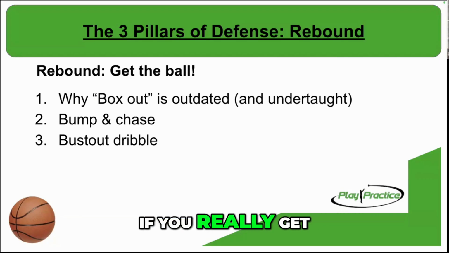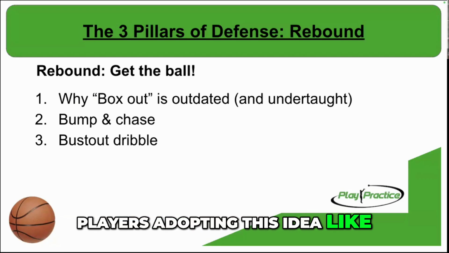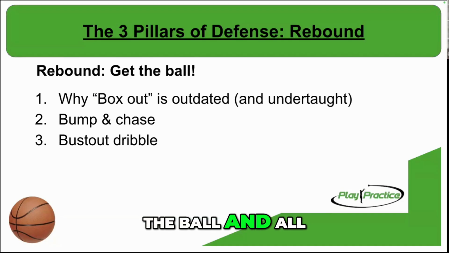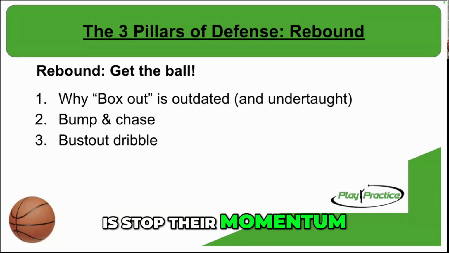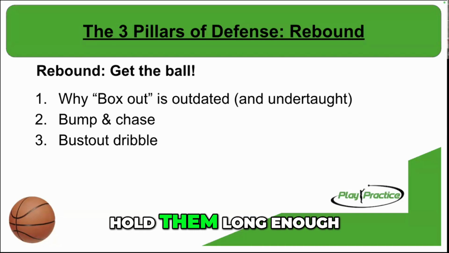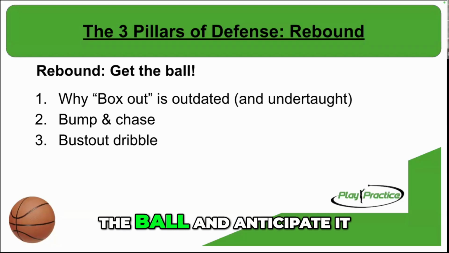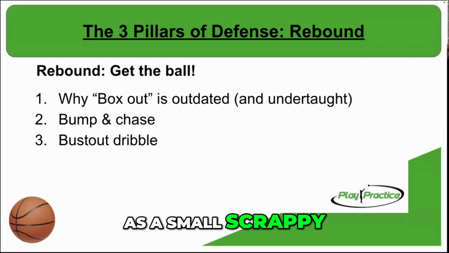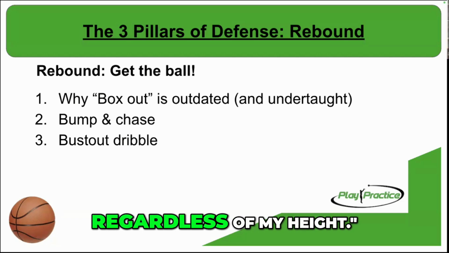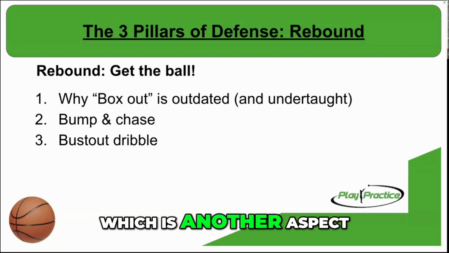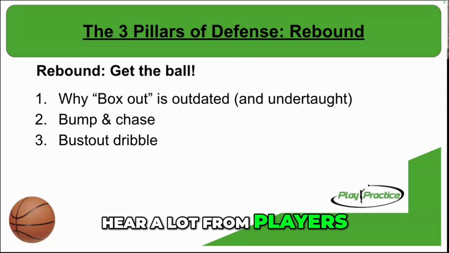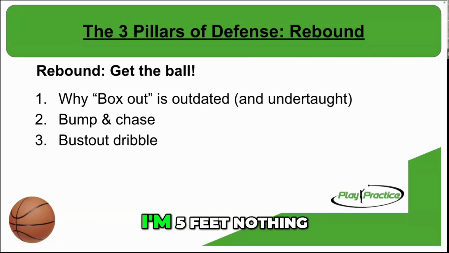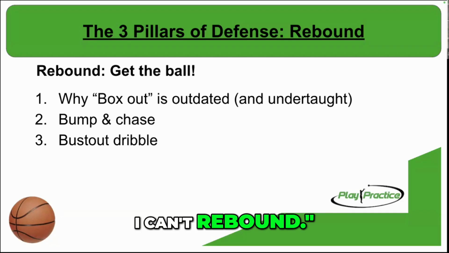If you really get players adopting this idea, like, I'm going to get the ball, and all I need to do is stop their momentum for a second and hold them long enough for me to locate the ball and anticipate it, and then I'm off running, I can use my speed as a small, scrappy player and get rebounds regardless of my height. That's another aspect of this that I hear a lot from players, like, oh, I'm 5 feet nothing in seventh grade, I can't rebound.